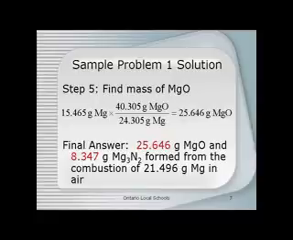Once we know the mass of magnesium in magnesium oxide, we can multiply that mass of magnesium by the molar mass of magnesium oxide divided by the mass of magnesium in 1 mole of magnesium oxide. When we do that, we get 25.646 grams of magnesium oxide as our product. So our final answer is we form 25.646 grams of magnesium oxide and 8.347 grams of magnesium nitride when the 21.496 grams of magnesium was burned in air. So there we go.